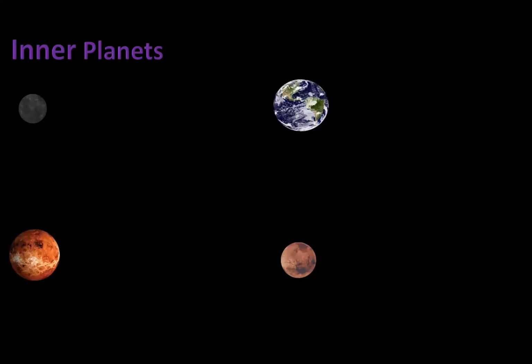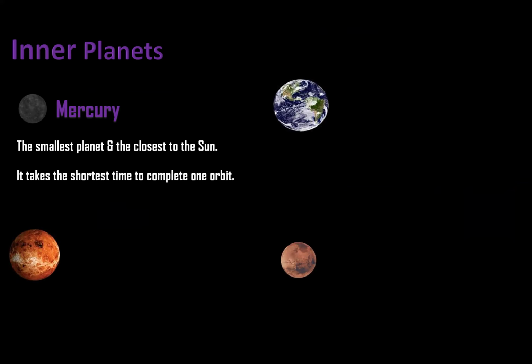Now let's see the characteristics of each planet. The first planet is Mercury. It is the smallest planet and the closest to the sun. This is why it takes the shortest time to complete one orbit around the sun. And it is rocky and full of craters.